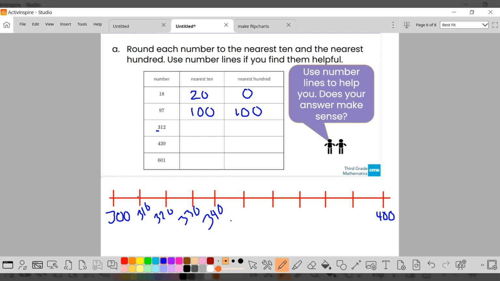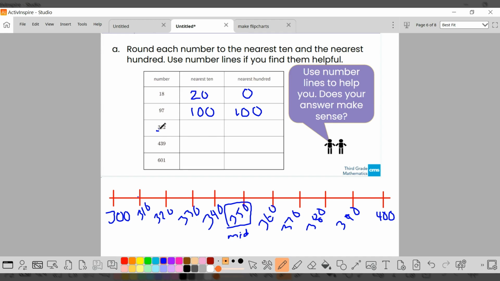340, 350, 360, 370, 380, and 390. So now I've skip counted by tens all the way up to 400. I'm going to look at my midpoint here, halfway between. Notice on my number line that my midpoint is 350.